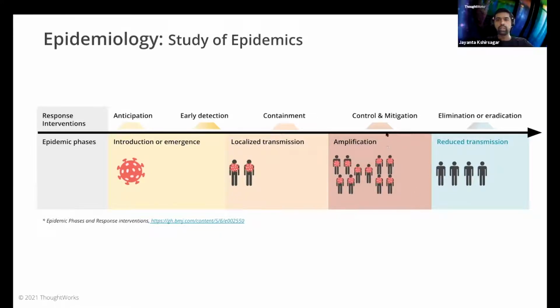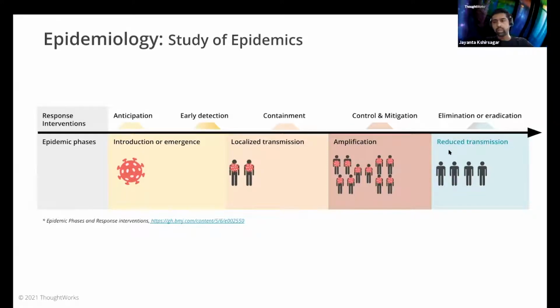So right now we are at the stage which is control and mitigation. The virus has already been amplified. It has almost traveled the entire globe. And then there's a second wave. People are predicting third waves. Sooner or later, we'll get into the third phase, which is elimination.